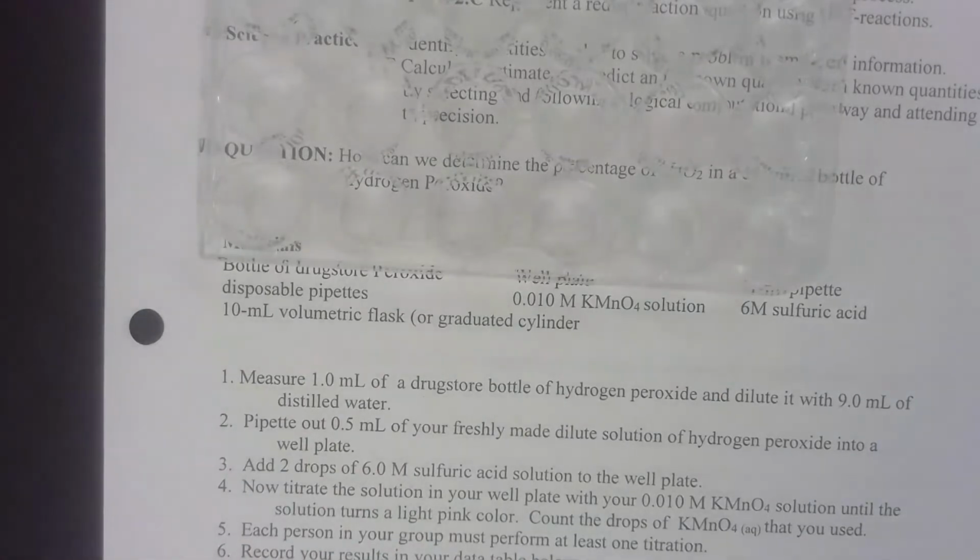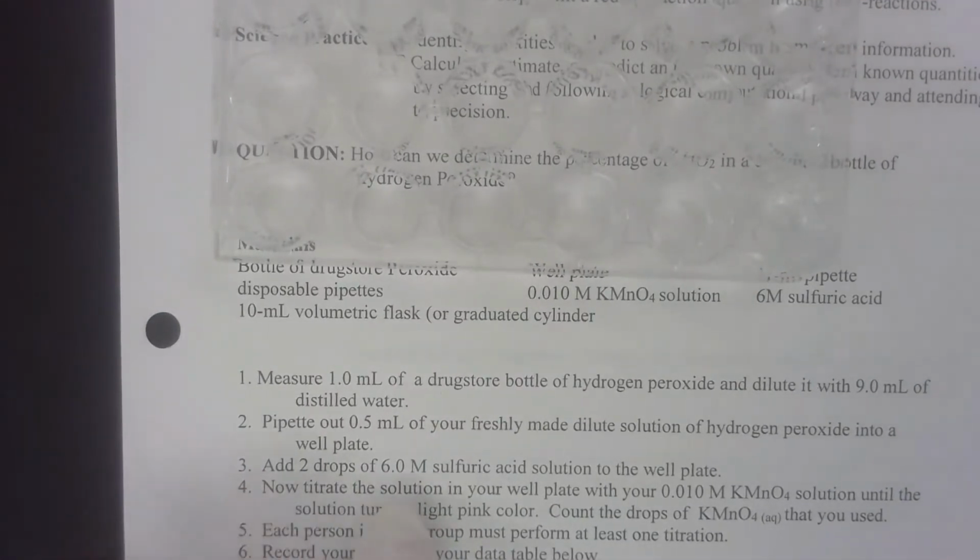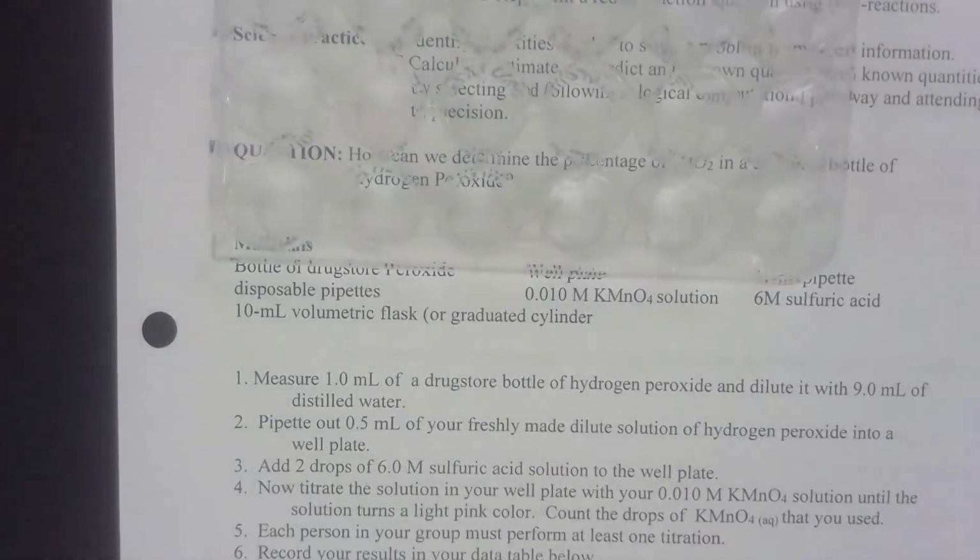So, what does it say to do as step 3? After I did that, add 2 drops of 6 molar sulfuric acid. So I'm going to do this to each one. Now, keep in mind, if this were an actual lab, only one person would do 1 at a time, and then the second and third, and even the fourth one could repeat it. So, 1, 2, 1, 2, 1, 2. All right. Now, all 3 are set.